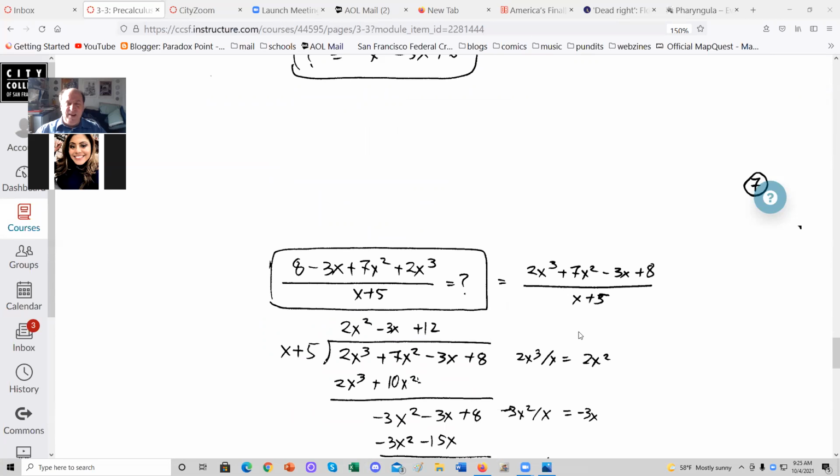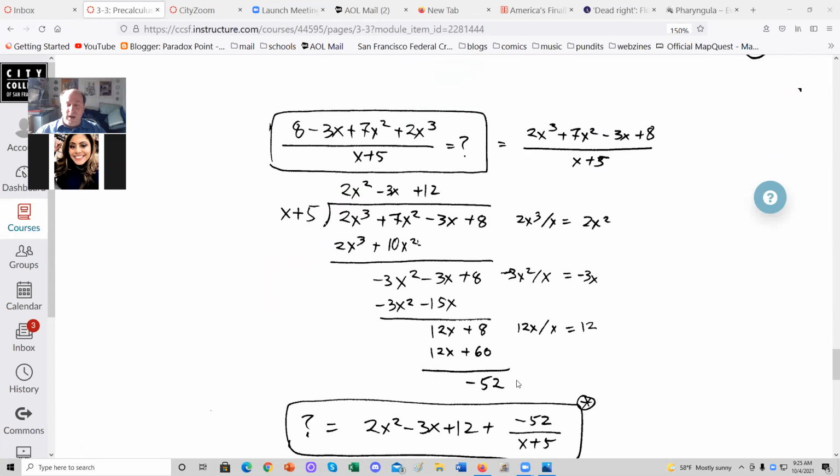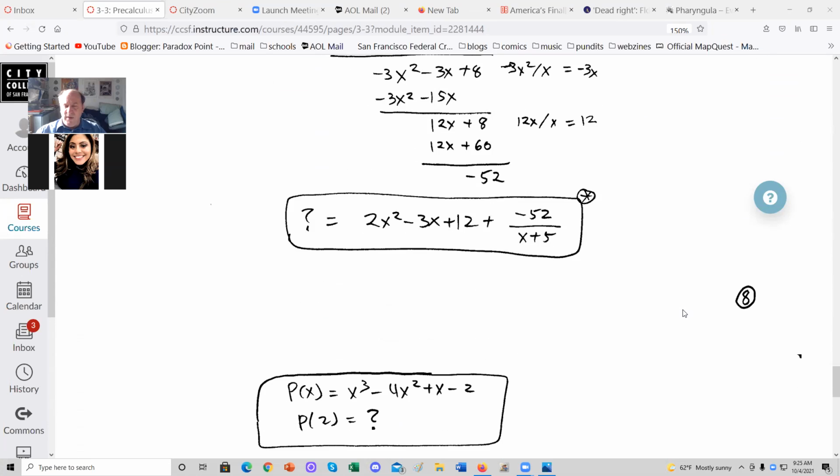All right. You have another one. 8 minus 3x plus 7x squared plus 2x cubed over x plus 5, what is that? Well, okay. First, we arrange this in descending powers of x. 2x cubed plus 7x squared minus 3x plus 8 over x plus 5. So put that in there and that in there. And you go through the same process as before. We'll wind up with a remainder of negative 52 and a quotient of 2x squared minus 3x plus 12. So the ratio equals the quotient plus the remainder over the denominator: 2x squared minus 3x plus 12 plus negative 52 over x plus 5.